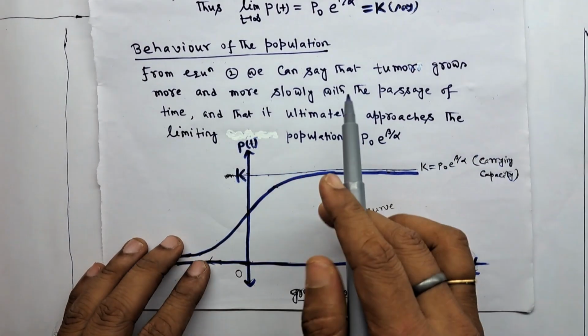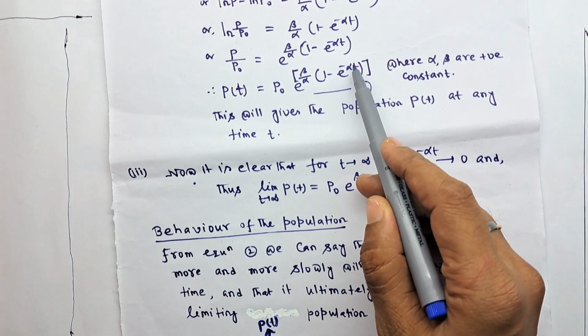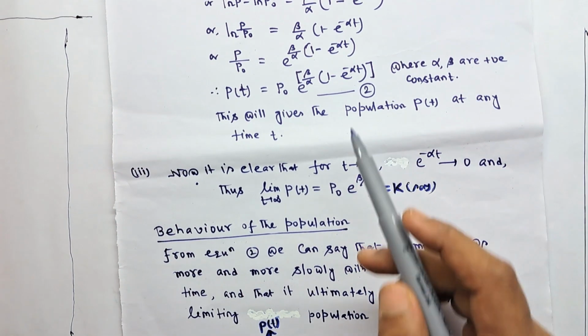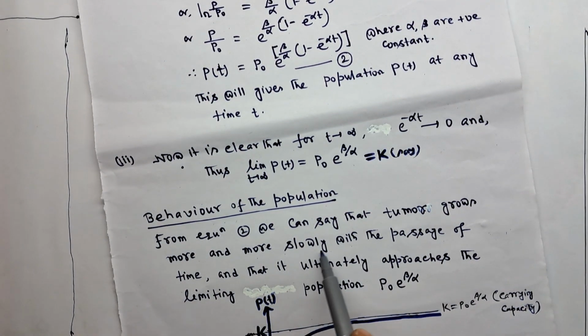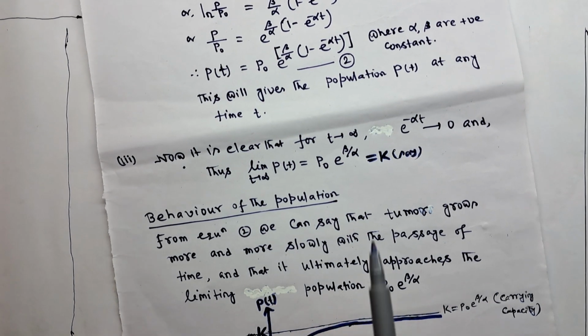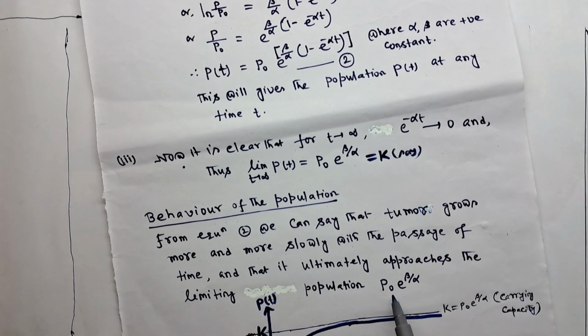From equation number 2, we can say that e to the power minus alpha t is the decreasing term. So we get that the tumor grows more and more slowly with the passage of time. When time is increasing, the growth of the tumor population decreases. That is ultimately approaching the limiting population P0 e to the power beta by alpha.